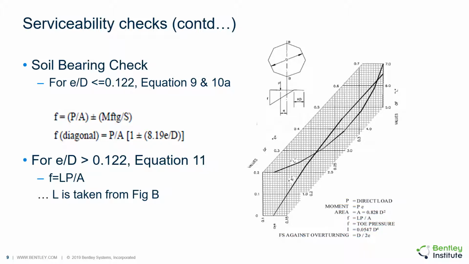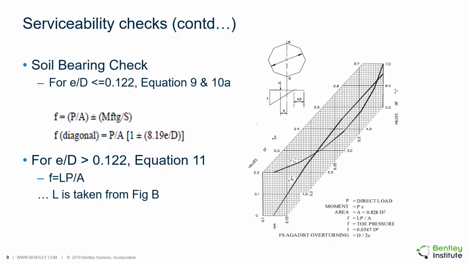For soil bearing checks, we check the actual bearing pressure on the diagonal and compare that to the allowable bearing capacity. The eccentricity is calculated as the ratio of the overturning moment at the base of the footing divided by the axial load, and the E by D ratio is determined. Here, D represents the distance between the parallel sides of the footing.